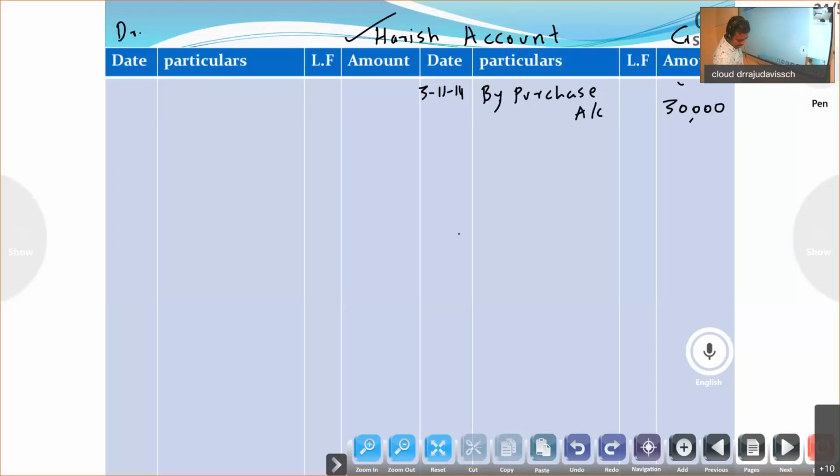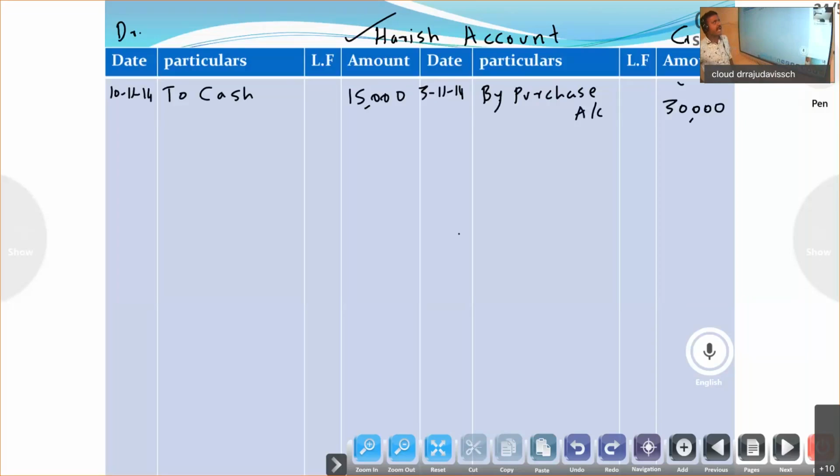That means Harish account to cash. It is correct. Harish account to cash, November 10. So where I have to write, debit or credit? We are preparing Harish account. Debit. Yes, debit side. Debit side you have to write to cash 15,000.